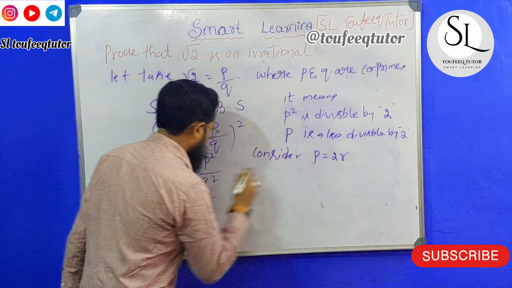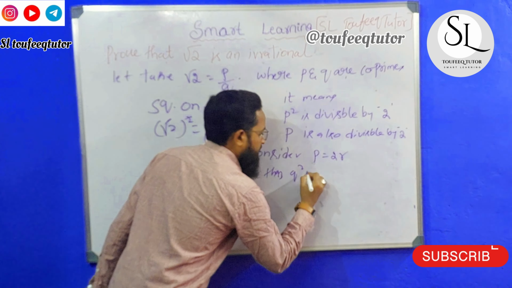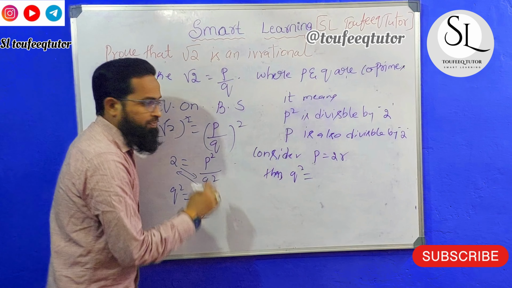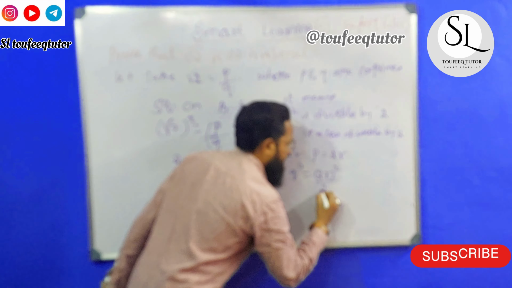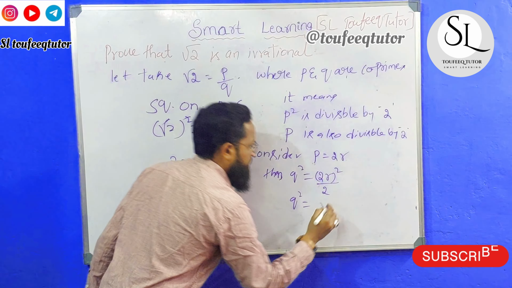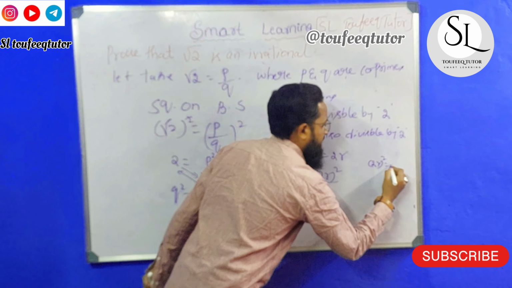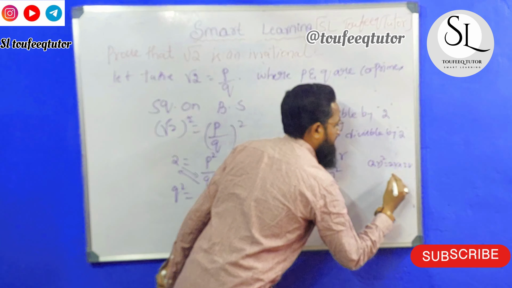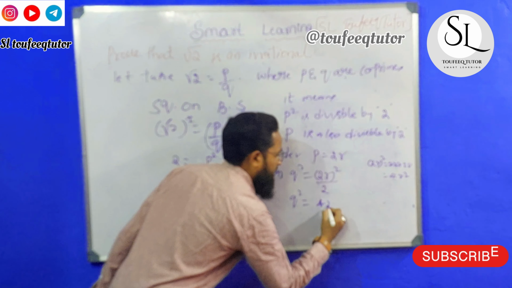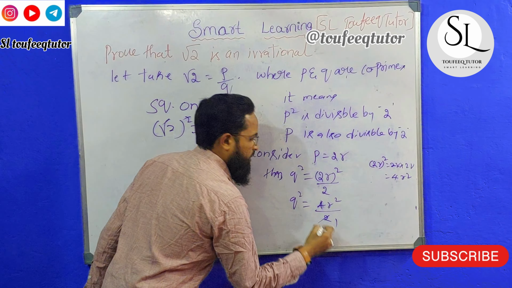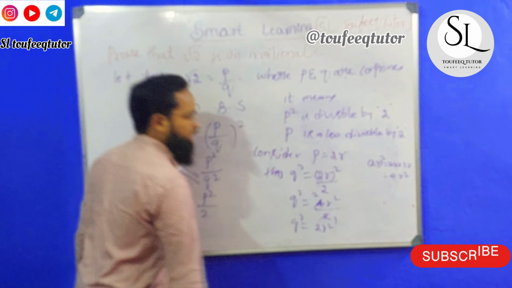Then what happens? In the place of P, what are we going to change? Q square is equal to 2R whole square by 2. We should expand: 2 times 2 is 4, R into R is R square, 4R square by 2. 2 times 1, 2 times 2. Then Q square is equal to 2R square.